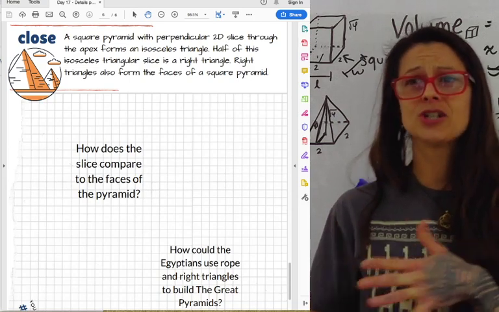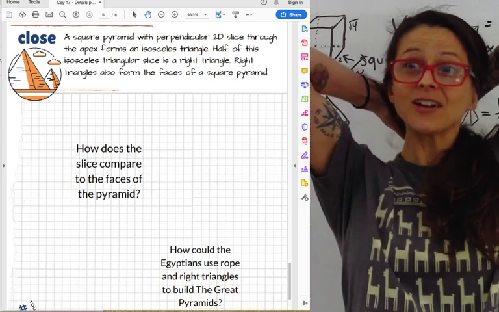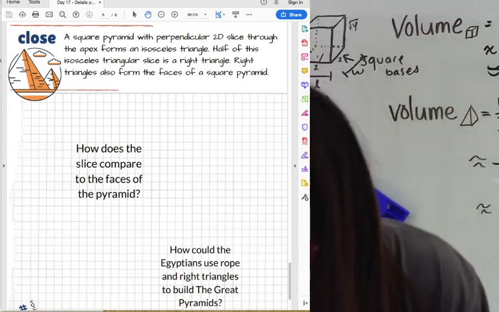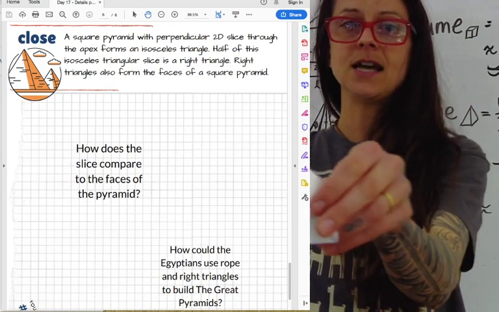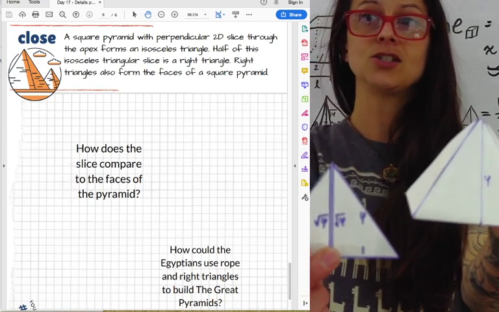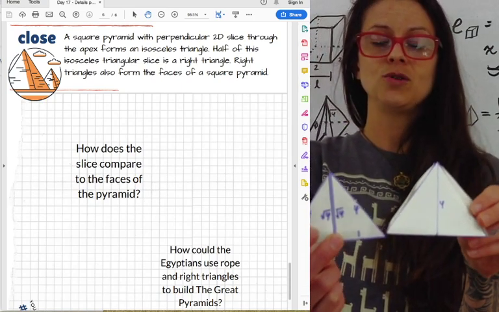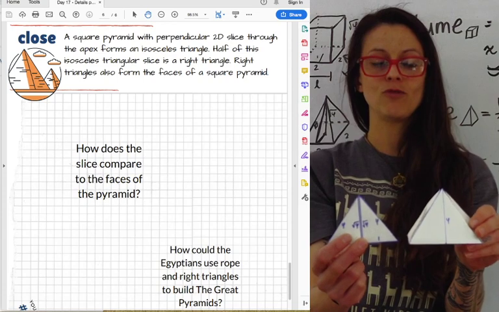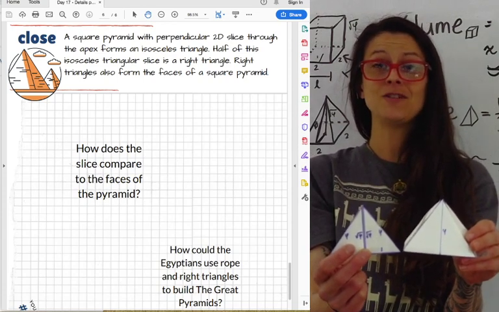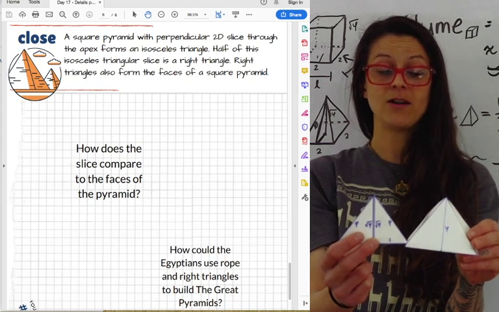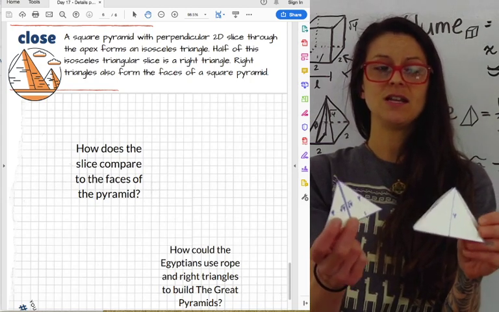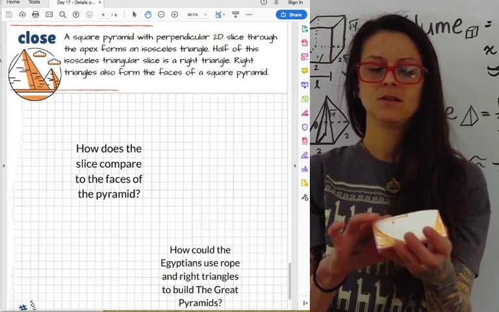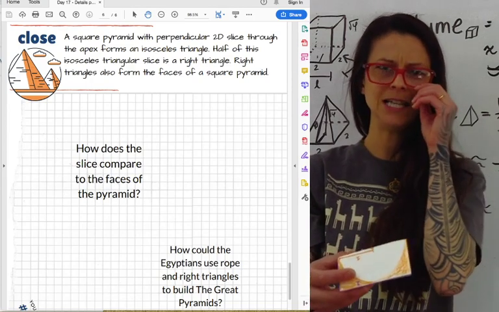Another, if you're less interested in history and you'd rather close off with how does the slice compare to the faces of the pyramid, that question is referring to comparing and contrasting the isosceles triangle on the face of a pyramid versus the isosceles triangle that's the slice of the pyramid, right? So could you compare and contrast those? What do you notice? Or how do you think Egyptians used rope and right triangles to build such a magnificent, awe-inspiring structure with the very basic tools that they had in ancient Egypt? They didn't have bulldozers and cranes. How did they do it?